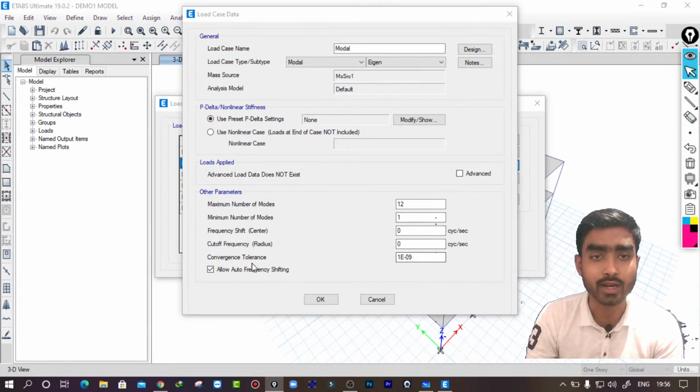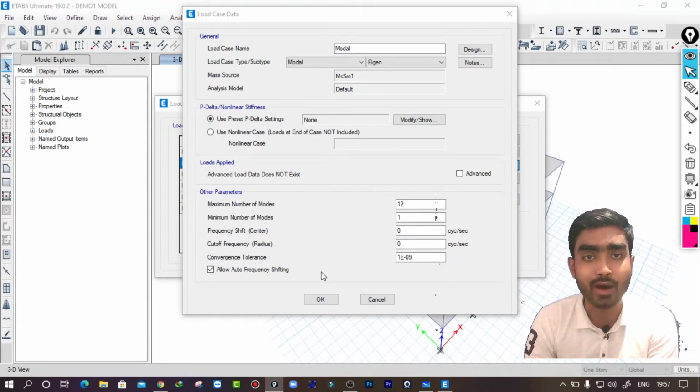Okay, and the cutoff frequency, convergence tolerance, whatever it is there, just keep it as it is. If you want to know more, I'll explain in a different lecture what these things are, because these are already totally theoretical concepts. For now we will go with these values, whatever is there as the default. And here you can see the mass source is selected as mass source 1.